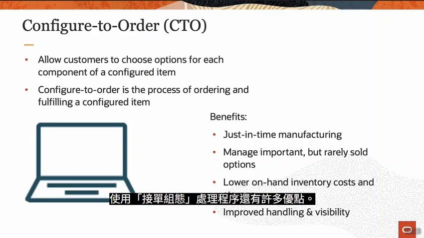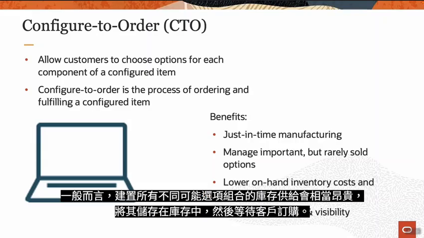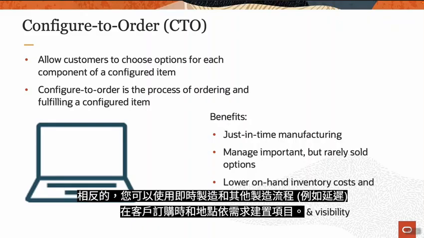There are also many benefits to using the configure-to-order process. Typically, it's expensive to build and stock supply for all the different possible combinations of options, store them in inventory, then wait for your customers to order. Instead, you can just use in-time manufacturing and other manufacturing processes, such as postponement, to build the item on demand when and where your customer orders it.